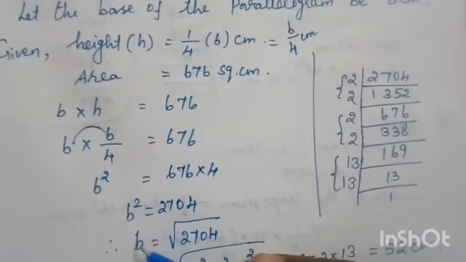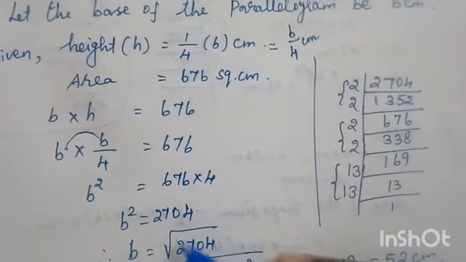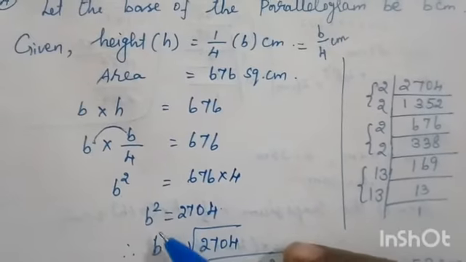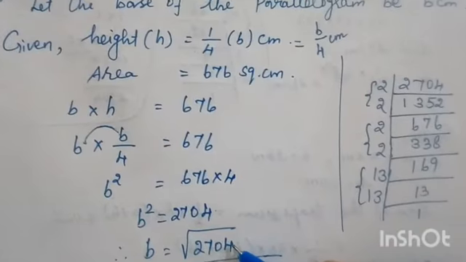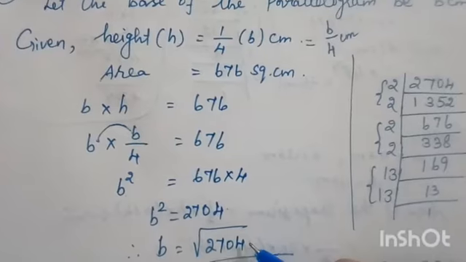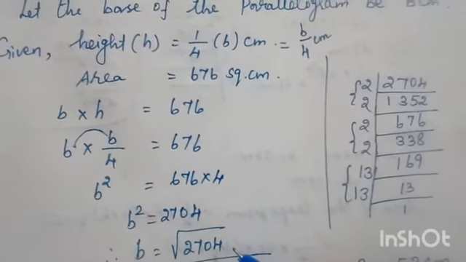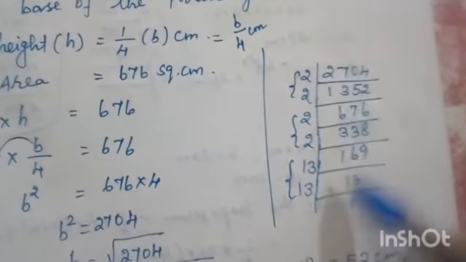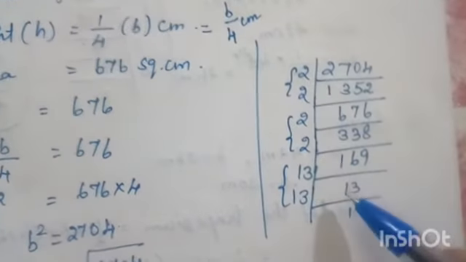How do you find the b value? Therefore b equals the square root of 2704. It is a new topic for you, square root. So that is b, which is the square root of 2704. You will learn about this in detail in 8th standard, square root. For now, just listen for this problem. For 2704, you have to use the prime factorization method. This also you will study in 8th standard. For now just listen, I am going to teach.